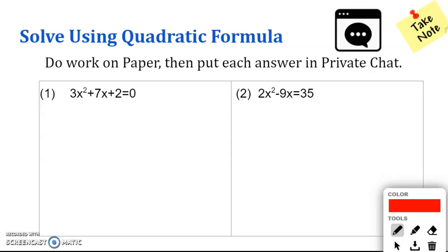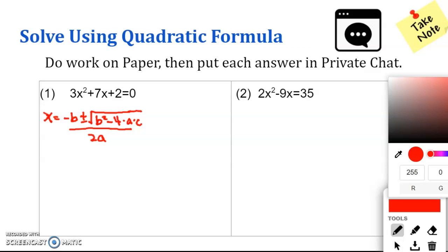The first equation is in standard form, and that is set equal to 0. That means I can simply use my quadratic formula, which says that x is equal to negative b plus or minus the square root of b squared minus 4 times a times c, all over 2a. That's what the quadratic formula says.